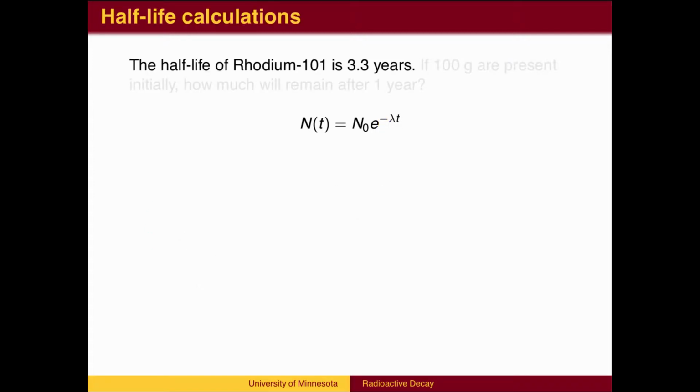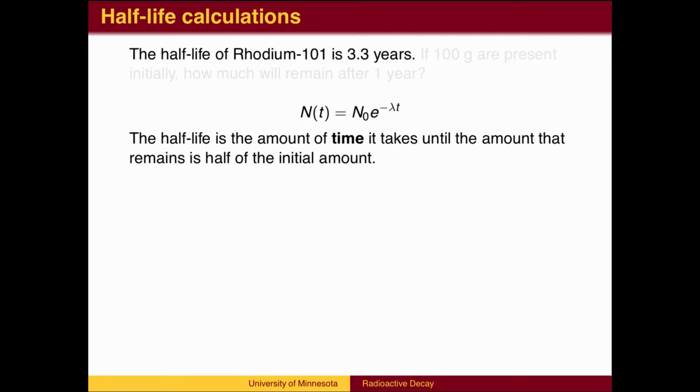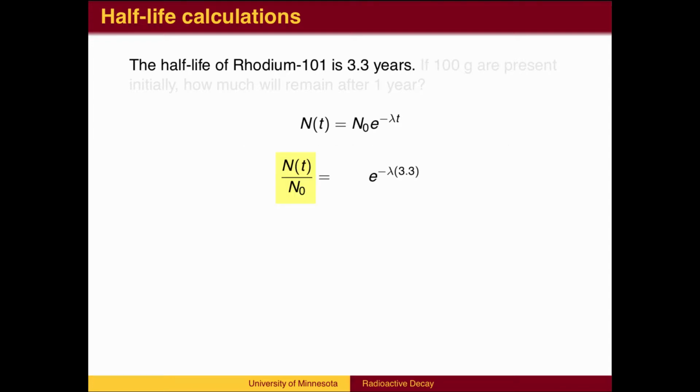The first thing we need to deal with is the concept of half-life. The half-life is the amount of time it takes until half of the radioactive material remains. Dividing both sides by the initial amount, the left-hand side becomes the amount remaining divided by the initial amount. We want this quantity to be 1/2. Note that it doesn't matter what number of grams we started with. All that is important for half-life is the ratio of what remains to what we started with. The half-life is the time until half remains.